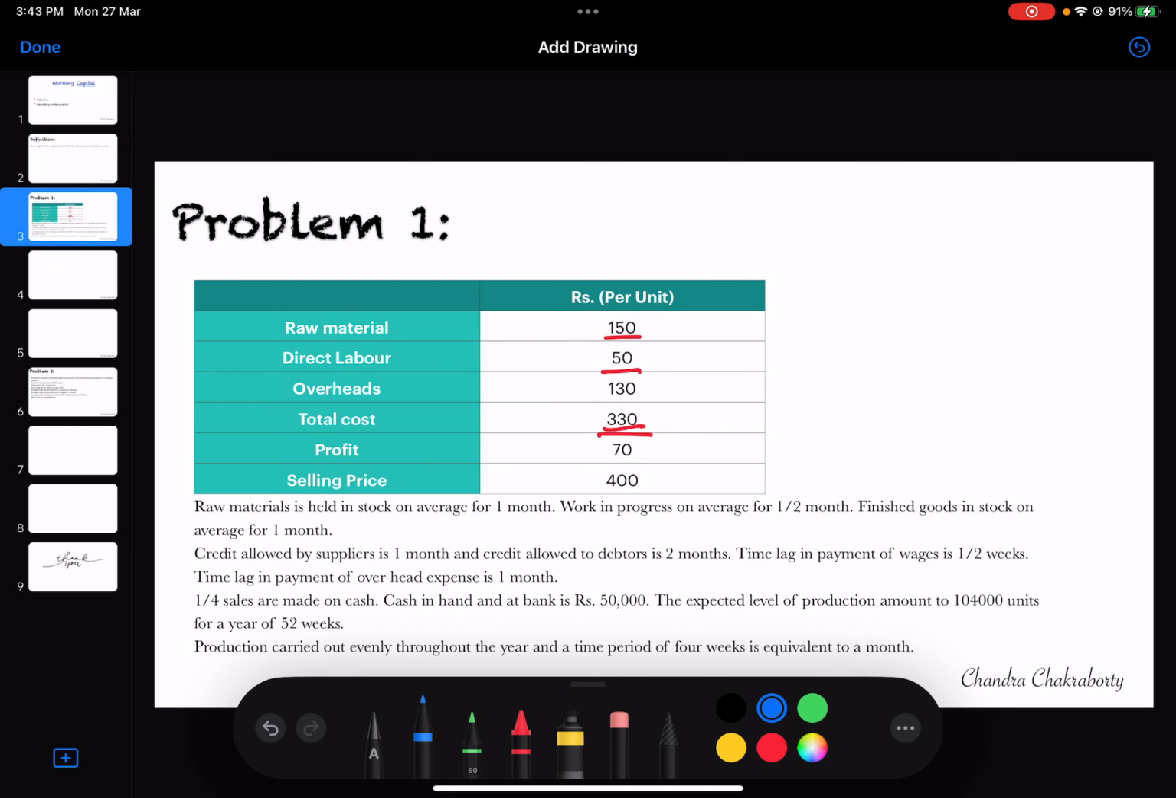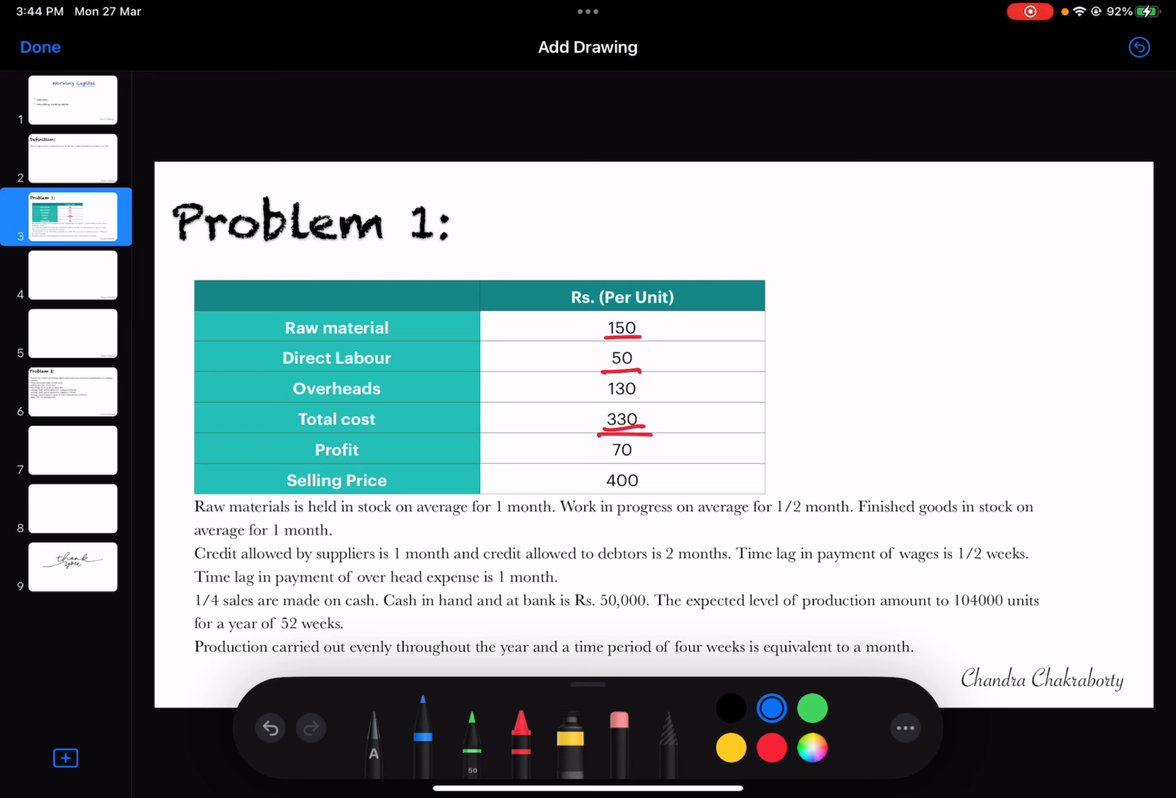So here goes question number 1, where we have the price per unit of raw material, direct labor, overheads, total cost, profit and selling price. Now, let's read the piece of given information because it is very important and it will help you to solve the question, to calculate the working capital.